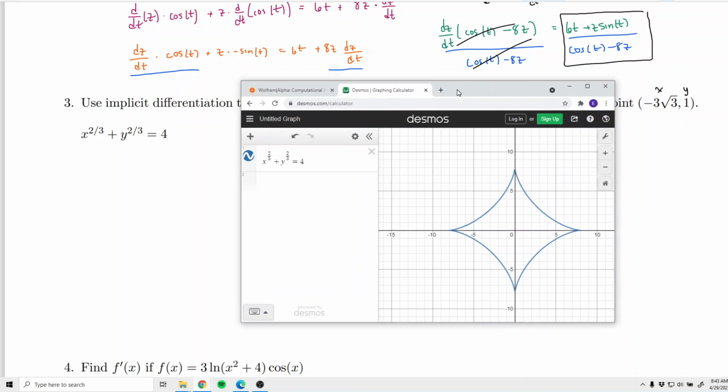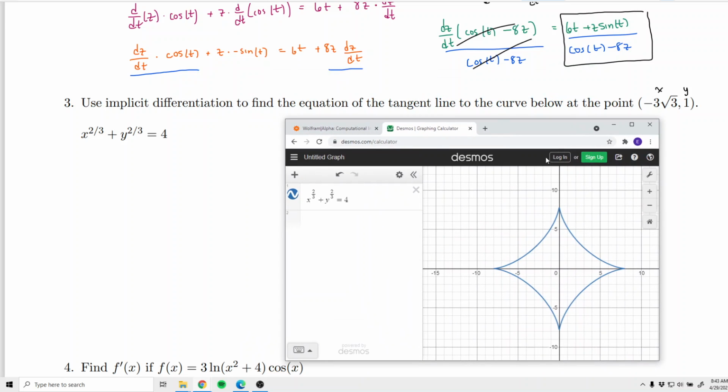And what they're asking us to do is find the equation of the tangent line at this point where x is about -3 square root of 3 and y is 1. So that'd probably be around here, because this is about where y equals 1. So we want the equation of the tangent line there.